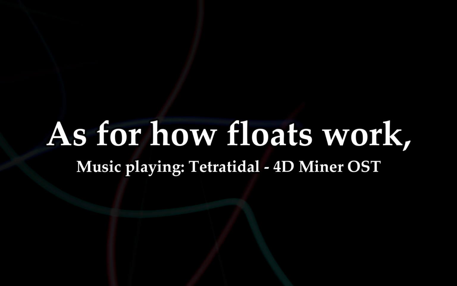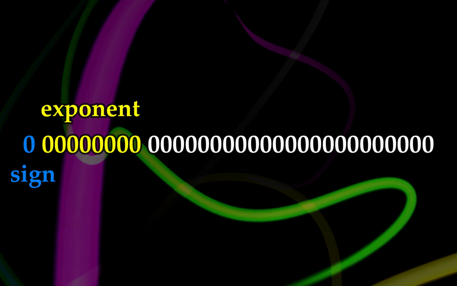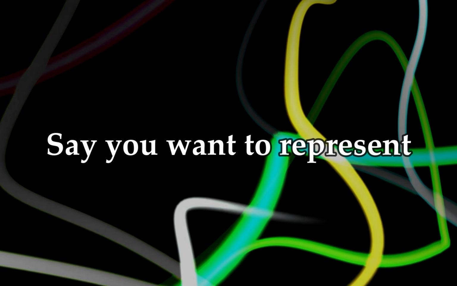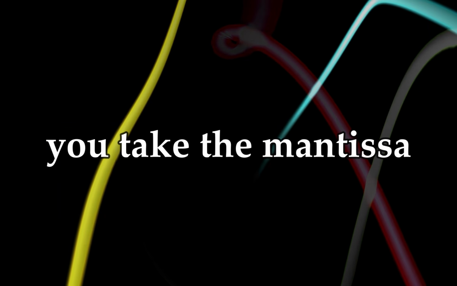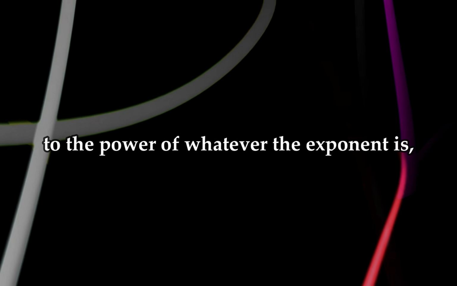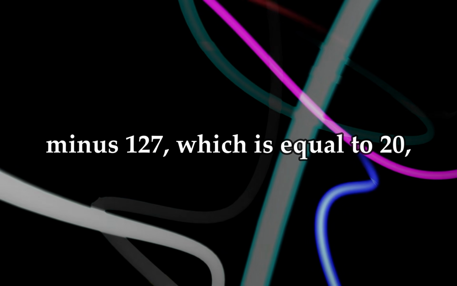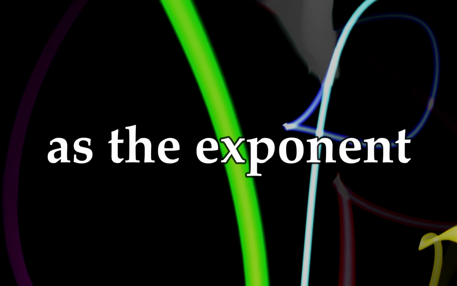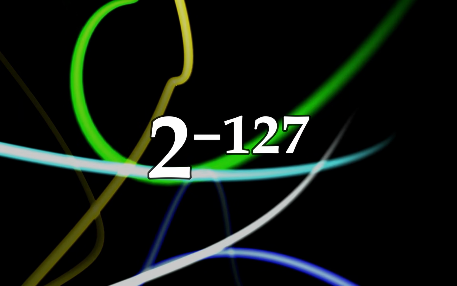As for how floats work, it's more complicated. But basically, there's 1 bit for the sign, 8 bits for the exponent, and 23 bits for the mantissa. Say you want to represent 2 to the 20th power, or 1,048,576. How it works is you take the mantissa and put a decimal point in the very first digit, so it looks like this. Then, this is multiplied by 2 to the power of whatever the exponent is, in this case 147 minus 127, which is equal to 20, as the exponent starts counting from the smallest number we can represent using a 32-bit float, which is 2 to the power of negative 127.